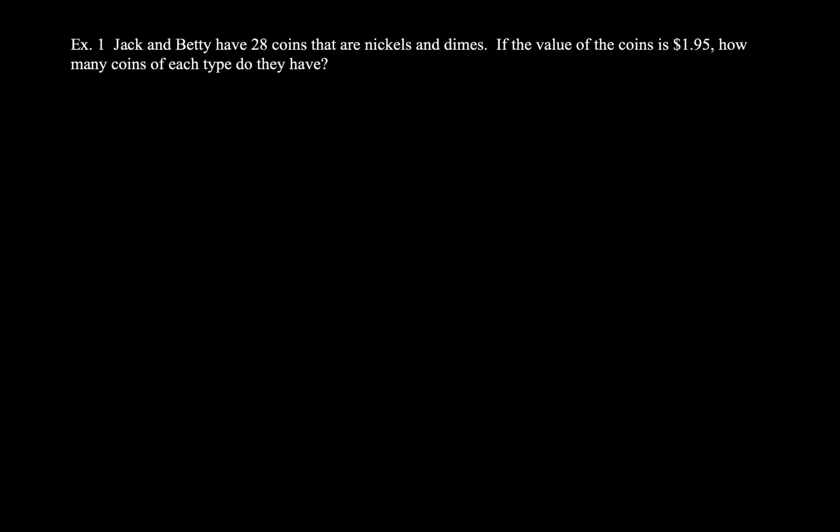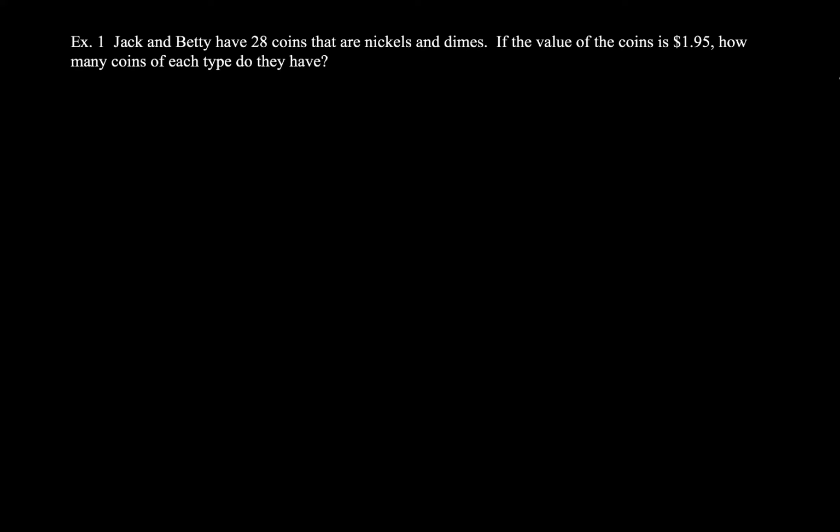Jack and Benny have 28 coins that are nickels and dimes. If the value of these coins is $1.95, how many coins of each type do they have? Well, there's a procedure that we can do to make these problems very easy. We're going to do 2 equations. The first equation is going to have to do with just how many coins we have. So we have 28 coins. So our first equation has nothing to do with the value. We know nickels are worth 5 cents and dimes are worth 10 cents.